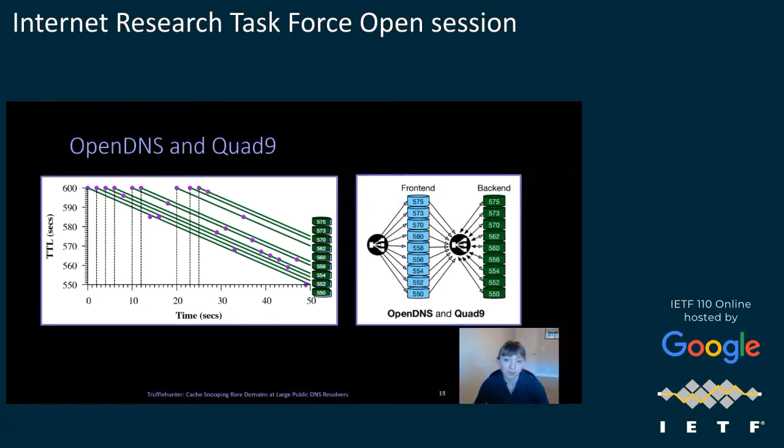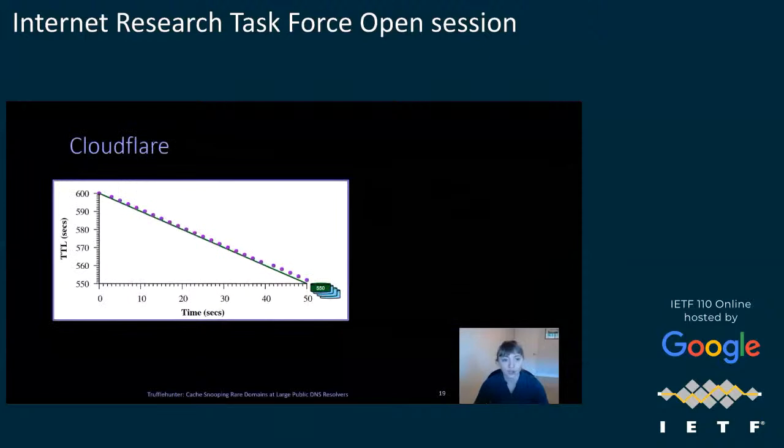So that's great. That means that OpenDNS and Quad9's caching architecture is reasonably straightforward. Requests can hit any of several independent front-end caches, and if they miss, they're sent to a group of independent back-end caches. And we can just count the TTL lines that we see and assume that that's the number of filled caches. When we ran this experiment on Cloudflare, we got a very different looking graph.